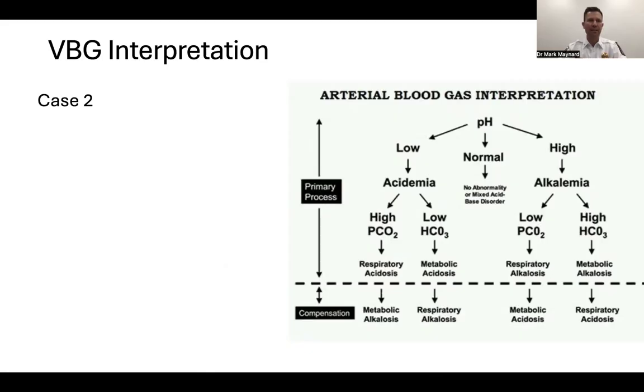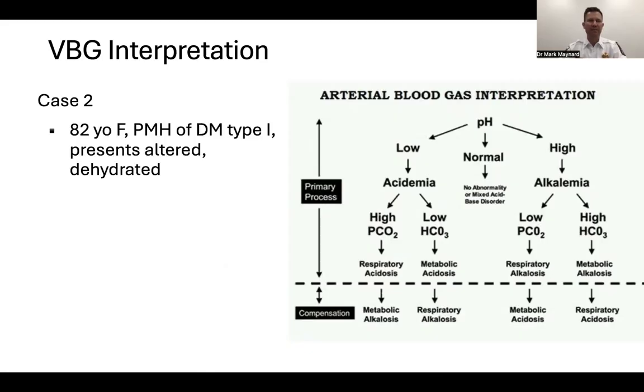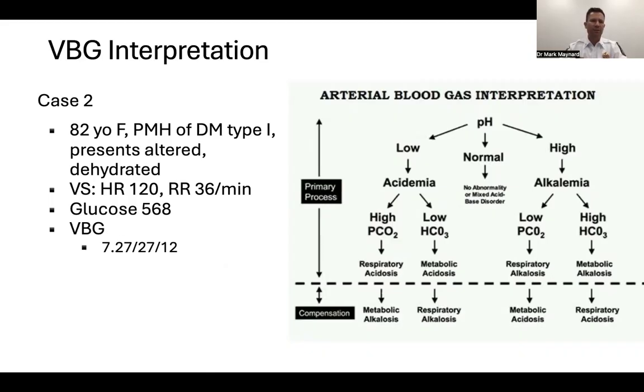All right, next case. You have an 82-year-old female, past history of type 1 diabetes, presents for altered and looking dehydrated. All right, tachycardic, respiratory rate is pretty fast, 36. Glucose is elevated. Oh, starting to think about something now. All right, VBG shows low pH, 7.27. So that's going to put us down the acidemia route.